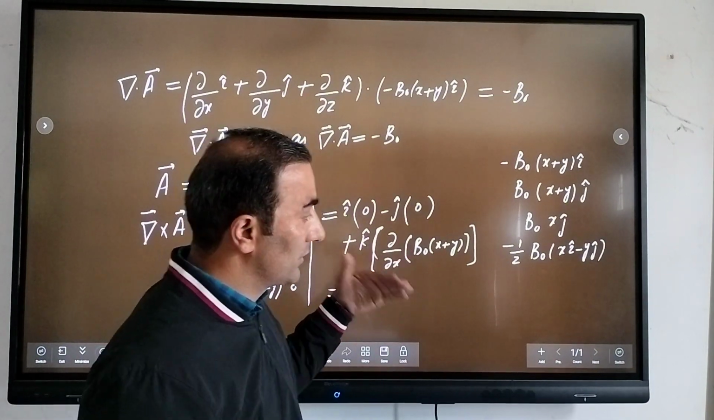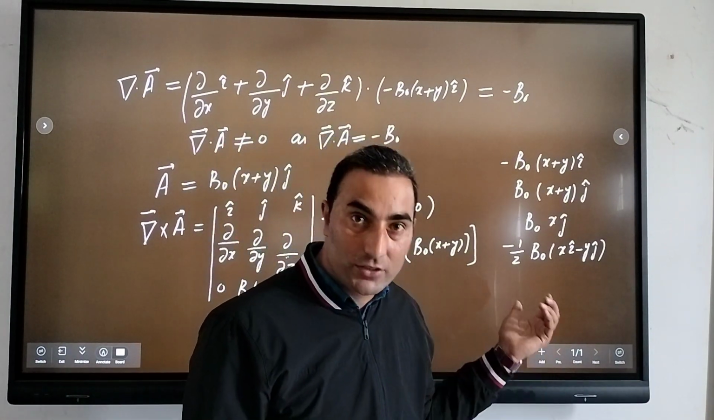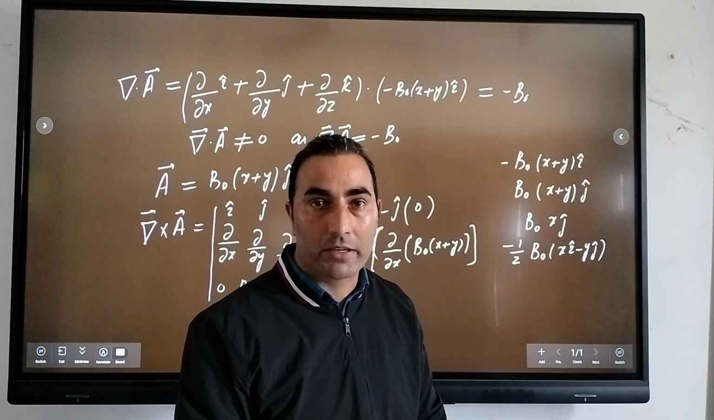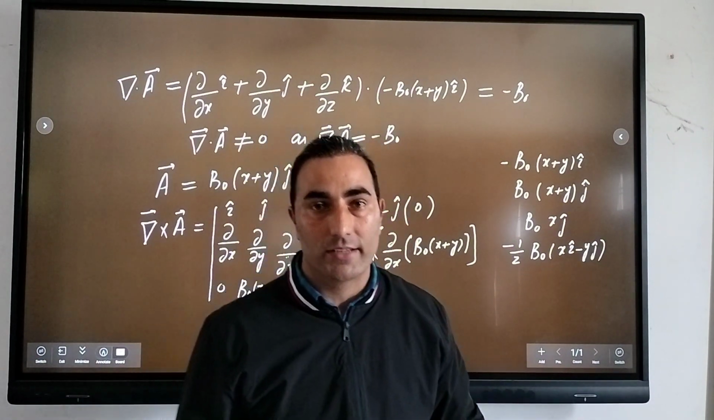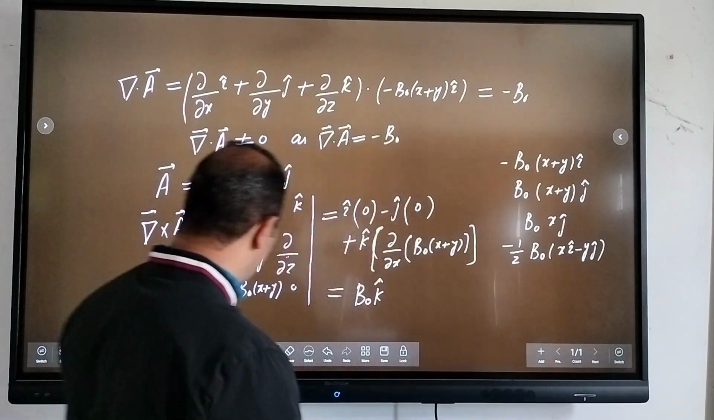Now let us check whether we can choose this vector potential or not. तो उसके लिए हमें क्या करना है? We need to check whether the Coulomb gauge condition is satisfied or not, right? So let us check that.